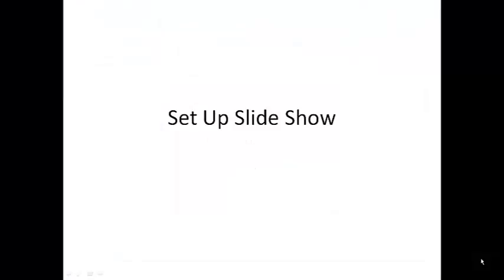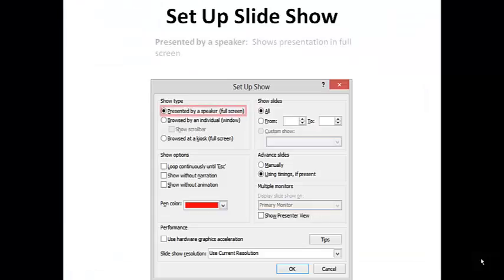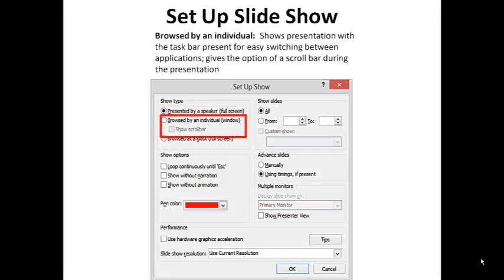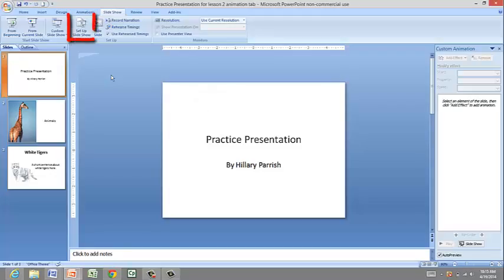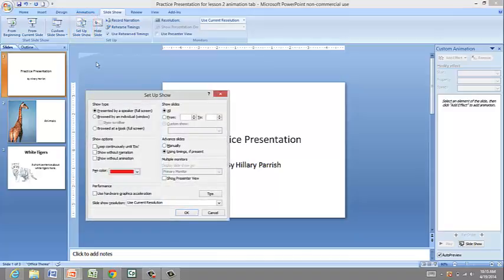Setup slideshow. Presented by a speaker shows the presentation in full screen. Browse by an individual shows the presentation with the taskbar present for easy switching between applications. It also gives the option of a scroll bar during the presentation. We're going to look at the Setup Slideshow button. Right now, we have presented by a speaker. Let's see how that looks when presented.